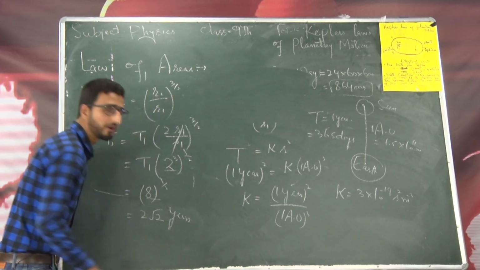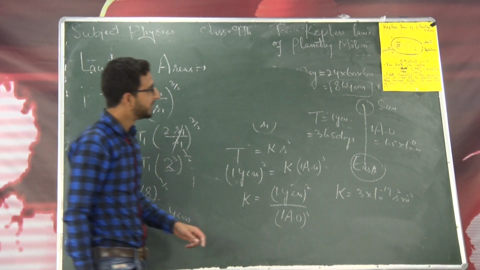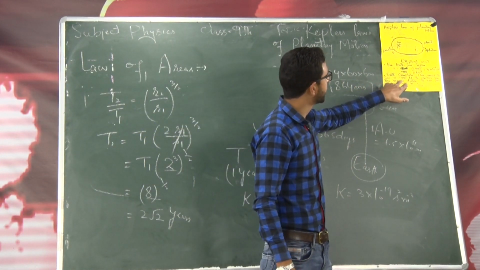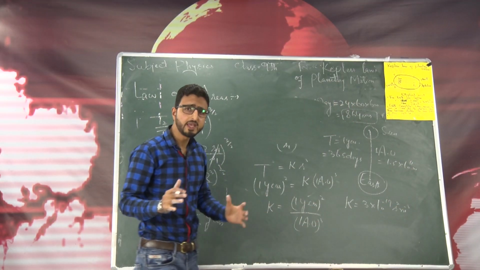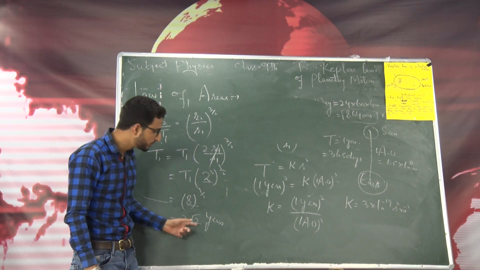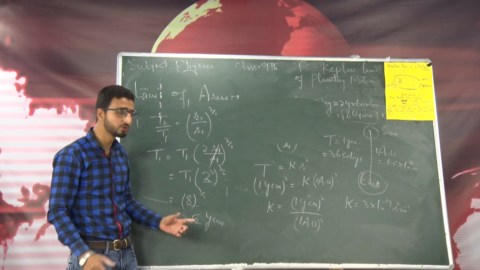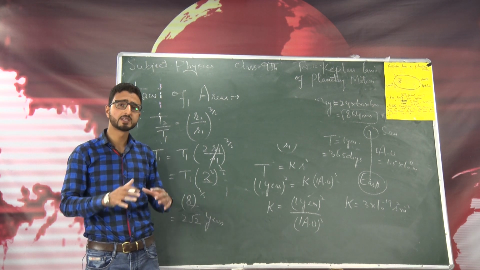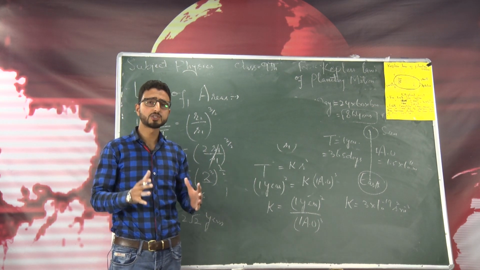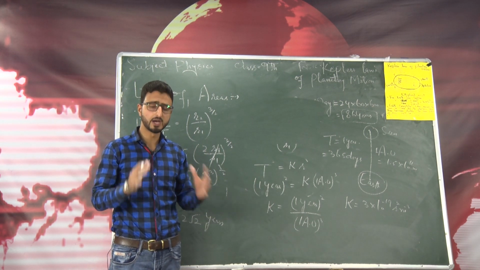You got it or not? I mean, if the distance between Earth and Sun is doubled, the new period of revolution will be 2 root 2 years. You can substitute for root 2 1.414 multiplied by 2. You will get the number of years the Earth will take if the distance between Earth and Sun becomes doubled.